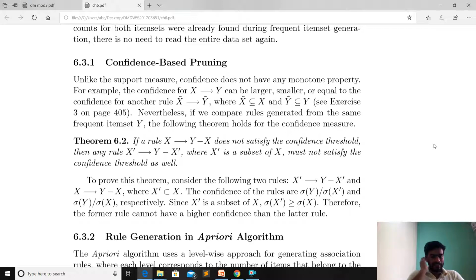To prove this theorem, consider the following two rules: X' → Y − X' and X → Y − X, where X' is a subset of X. The confidence of the rules is σ(Y) by support of X' and support of Y by support of X, respectively. Since X' is a subset of X, the support of X' is greater than or equal to the support of X. Therefore, the former rule cannot have a higher confidence than the latter rule.